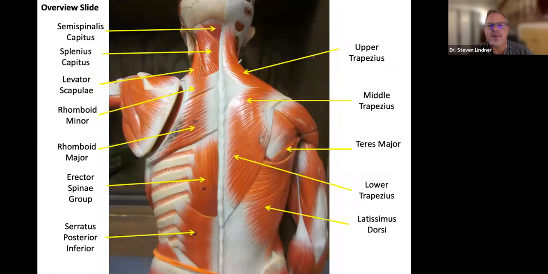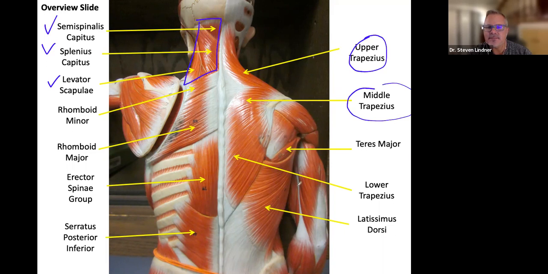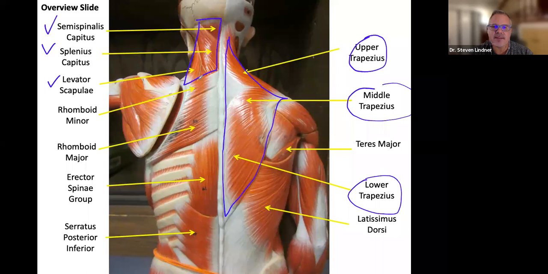When we look at the posterior, let's see what we have. We've already covered this one. We did the levator scapula, splenius capitis, and semispinalis capitis. We said the only reason why we could see these three up here is because we dissected away the upper trapezius and the middle trapezius and the lower trapezius. If we dissect this away, which is superficial, it brings us to the left side where we can see those three neck muscles along with the rhomboid minor and rhomboid major.